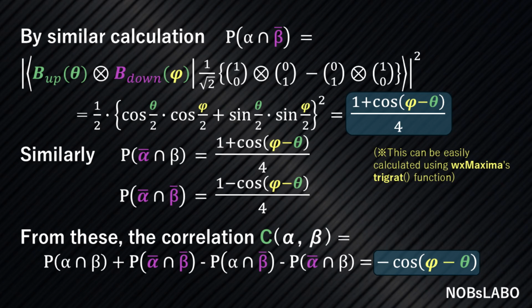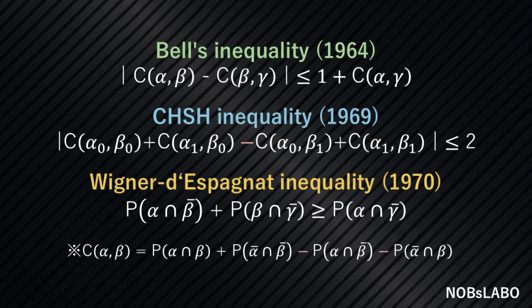The probability of alpha intersection beta bar can also be calculated using the formula shown here. The probabilities of alpha bar intersection beta and alpha bar intersection beta bar show only the results. If we calculate the correlation between alpha and beta from the 4 probability formulas we have obtained, we get the familiar cosine formula. Using these equations, any of the 3 Bell's inequalities can be theoretically evaluated.